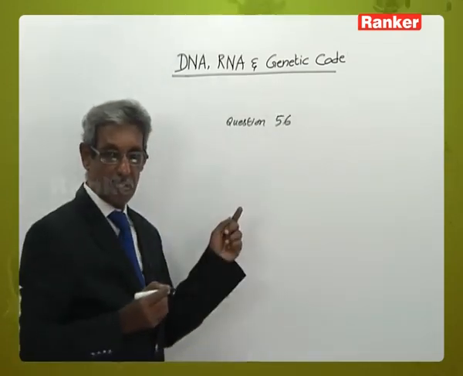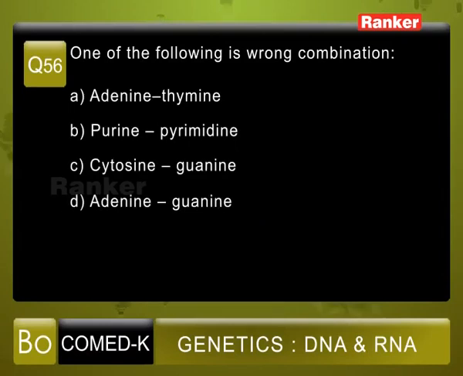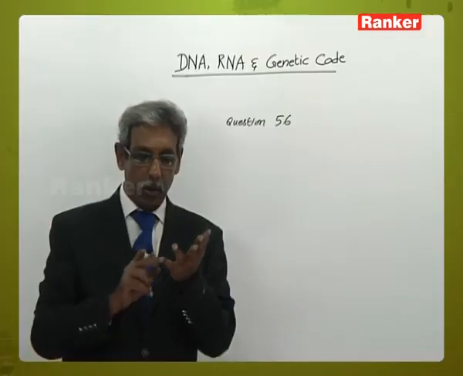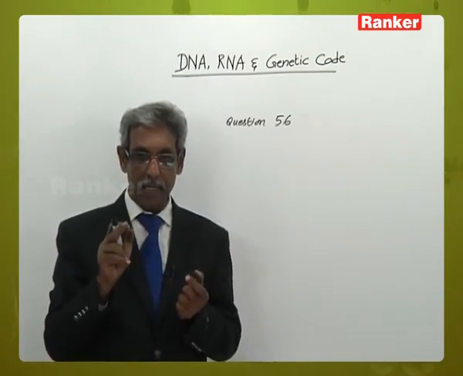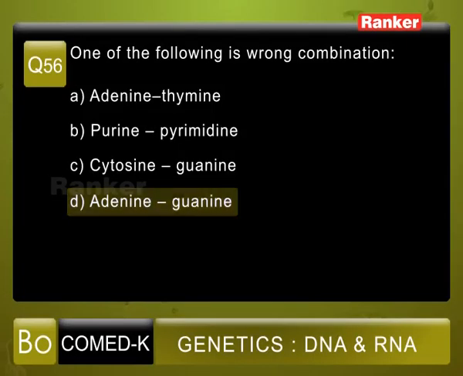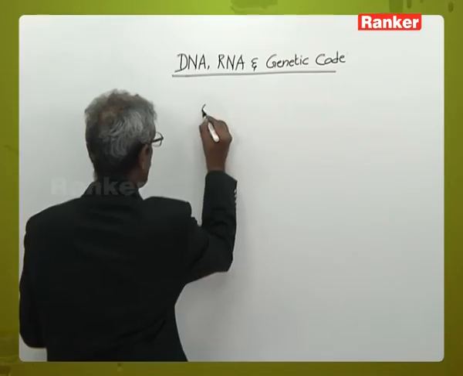Question number 56. One of the following combinations is wrong. Adenine A always joins with T. Purine always joins with pyrimidine. Cytosine always joins with guanine. Hence the adenine guanine combination is wrong. So all the three choices, AT, purine pyrimidine, cytosine and guanine, are right, and the answer is D. The odd one is the statement number D for question number 56.